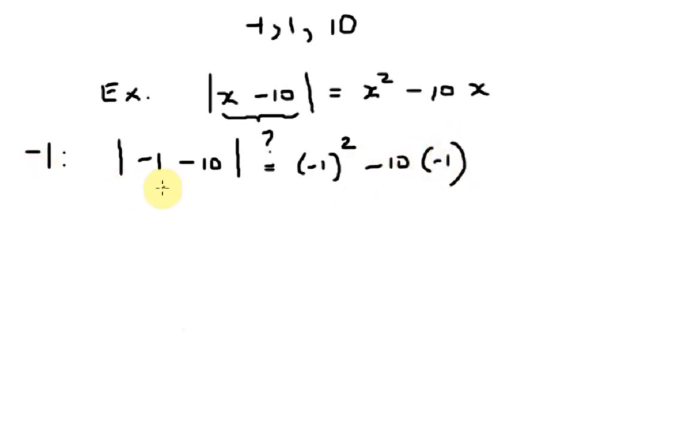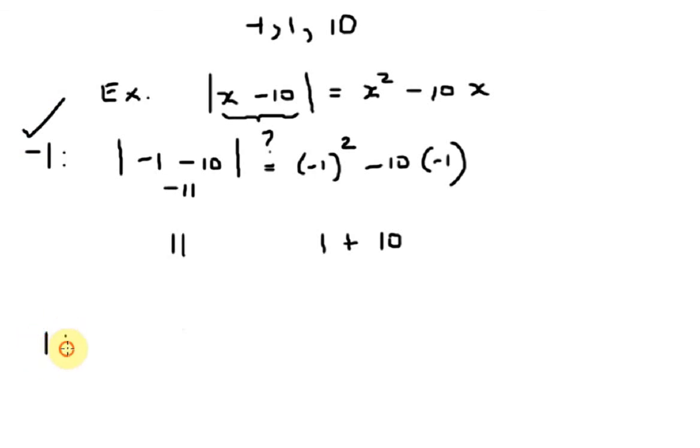So let's have a little look. This would be negative 11, and the absolute value of that turns to positive 11. Over on this side, I get positive 1. And then the double negative here, when multiplied together, makes plus 10. Hey, this guy works. So negative 1 is a solution.